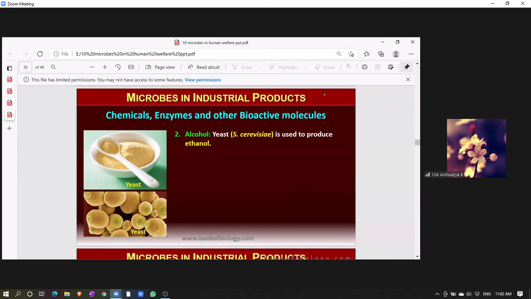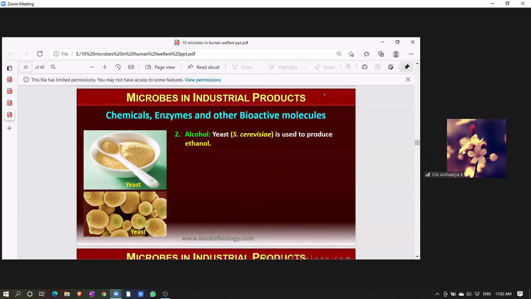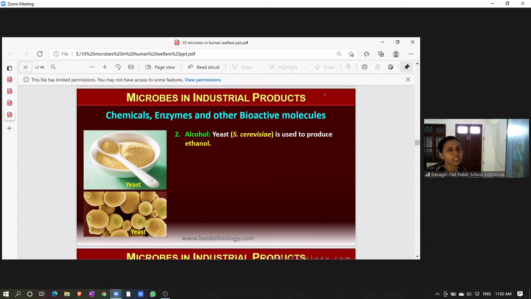Yeast is used for commercial production of ethanol. Yes. Microbes, yeast, are already in use to make bread and for the preparation of beverages. Apart from that, to produce a chemical that is alcohol, yeast is used. The same Saccharomyces cerevisiae is used for the commercial production of ethanol.